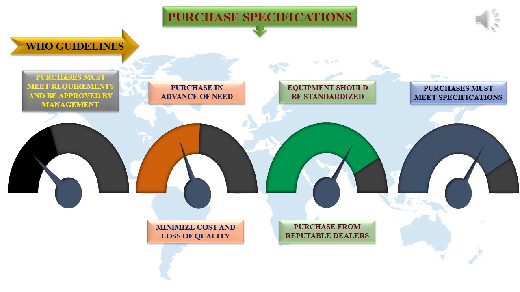Let's see WHO guidelines for purchase specifications. According to WHO, purchases must meet requirements and be approved by management. Then purchase in advance of need. Then equipment should be standardized. Purchases must meet specifications, minimize cost and loss of quality, and purchase from reputable dealers. These are the WHO guidelines for purchase specifications.